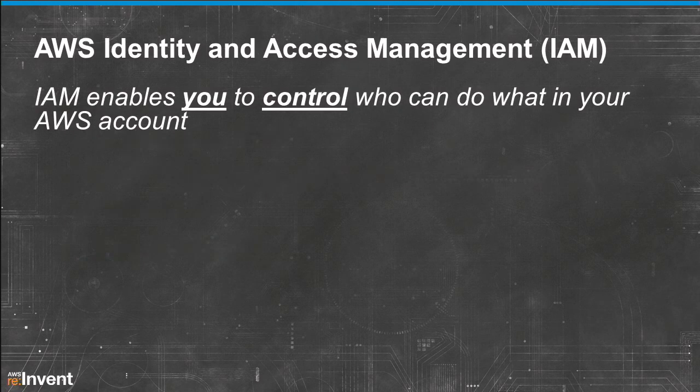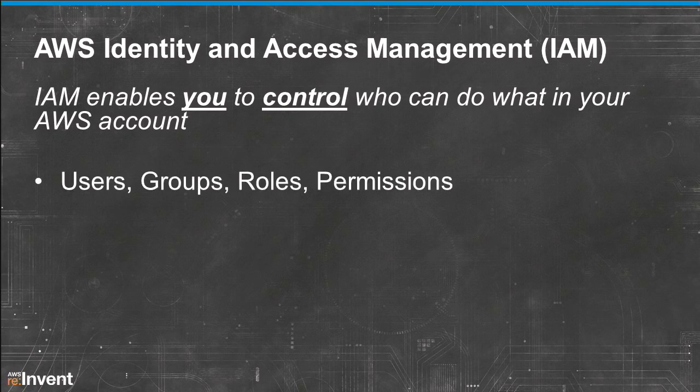So what is IAM? IAM enables you to control who can do what in your AWS account. How do you do that? Well, we give you a number of primitives that you can use to set up and work with your account. We give you users, we give you groups, we give you something called roles, we give you permissions, and I'll cover all these a little bit later on in the best practices. We give you the ability to control.